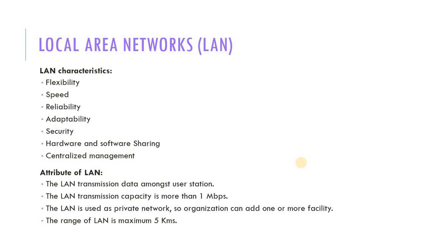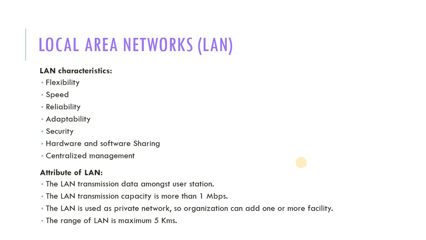There are some characteristics of local area network, which are flexibility, speed, reliability, adaptability, security, hardware and software sharing, and centralized management. Because the area is very small, we can easily transfer the files. Also the transfer speed is very high because fewer devices are connected. Also it is secure because it is your private network, and we can easily share one hardware or software with multiple devices. So those are some characteristics of local area network.